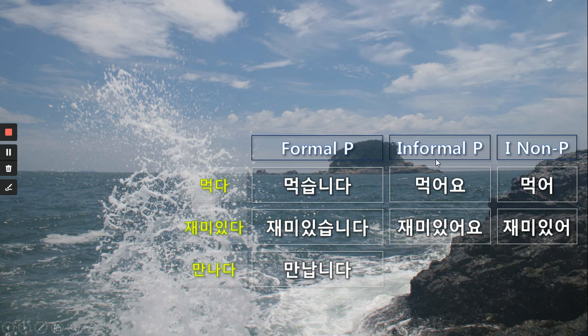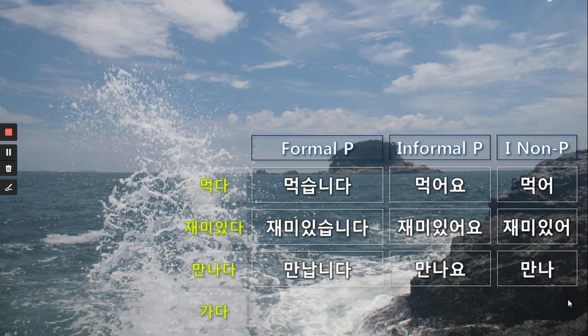How about informal polite? 만나 is a bright vowel. So we need 아요. And 만나, no 받침. So contraction. 만나요. 저는 친구를 만나요. How about between friends? Informal, non-polite. Just omit 요. So 만나. 나는 친구를 만나.